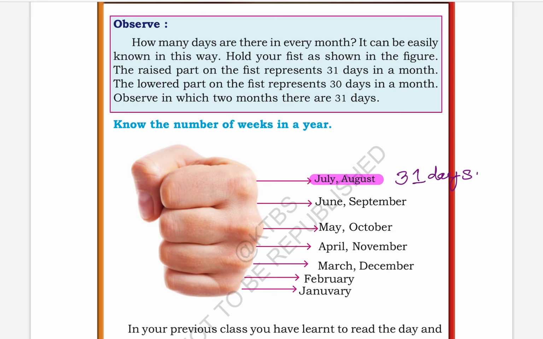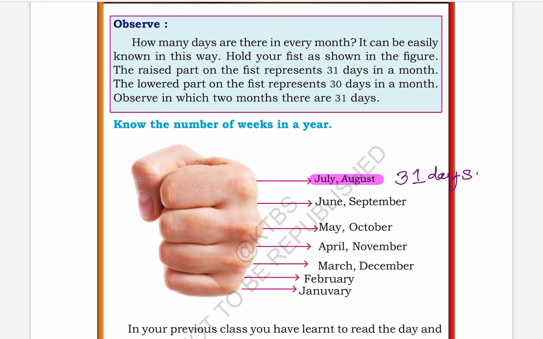Did you understand? This is a raised part. So July and August both are 31 days. After this raised part, lowered. September, October, raised, then November, lowered, then December, raised. Raised means 31 days and lowered means 30 days. That's all. Like this you can calculate by holding your fist and counting from your little fingers.